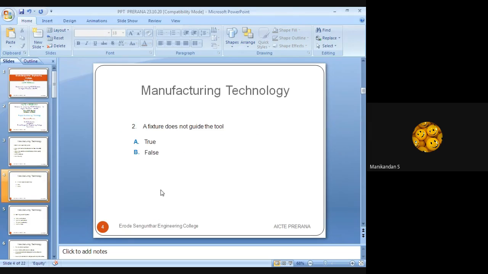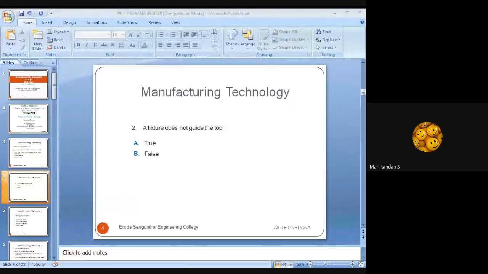Next one. A fixture does not guide the tool. Is it true or false? A fixture does not guide the tool. True or false? Kindly think on it. Actually, the fixture does not guide the tool, isn't it? Actually, the answer is: the fixture does not guide the tool.